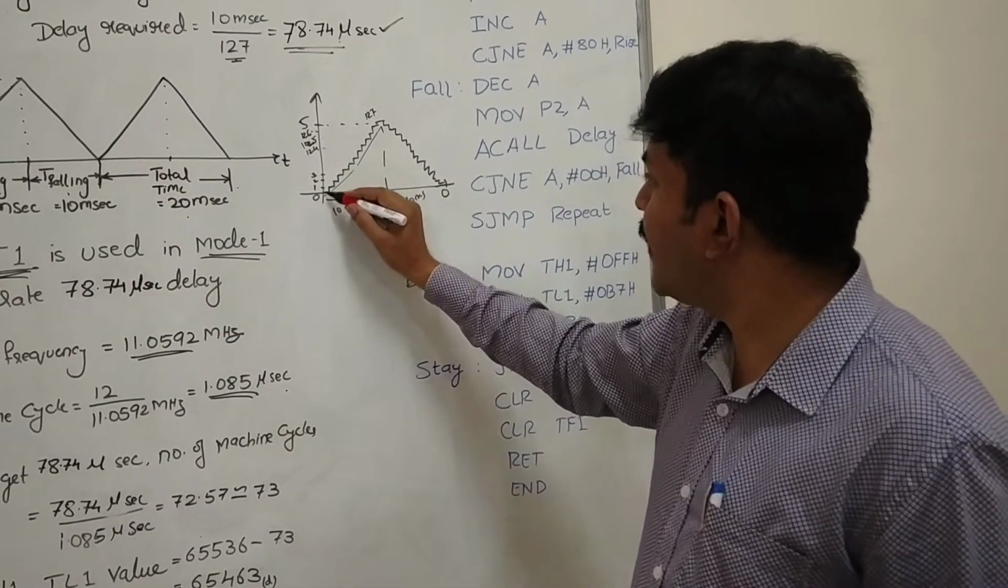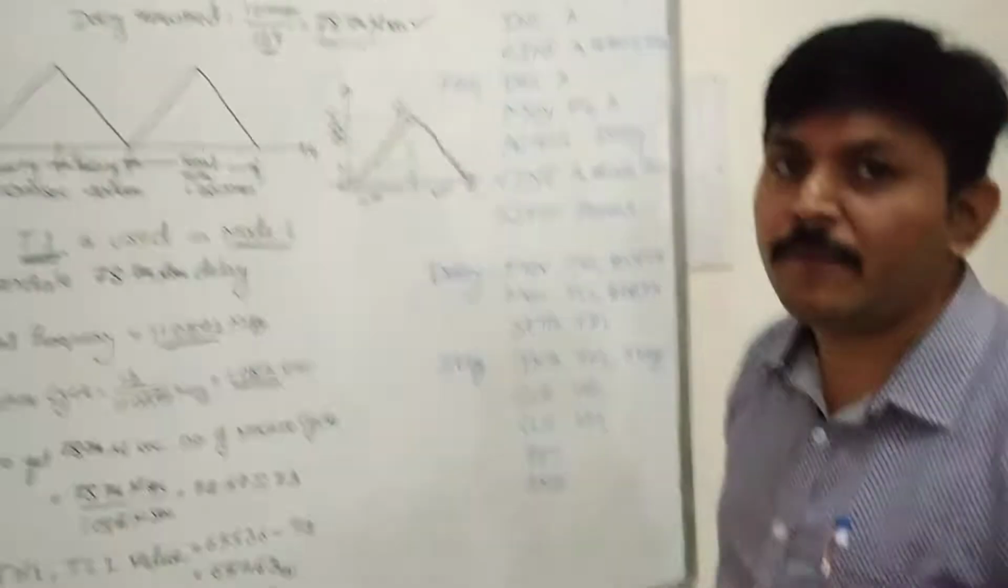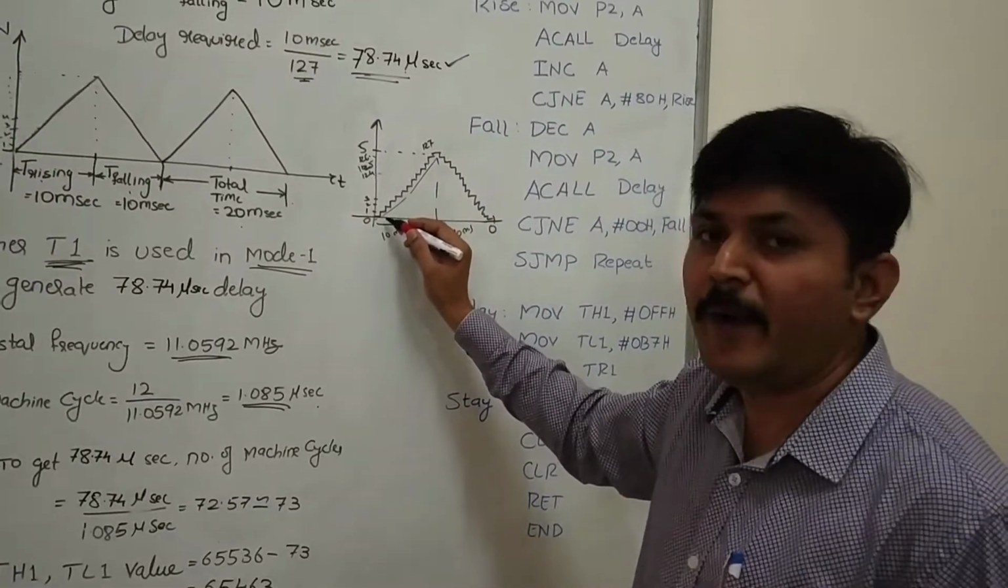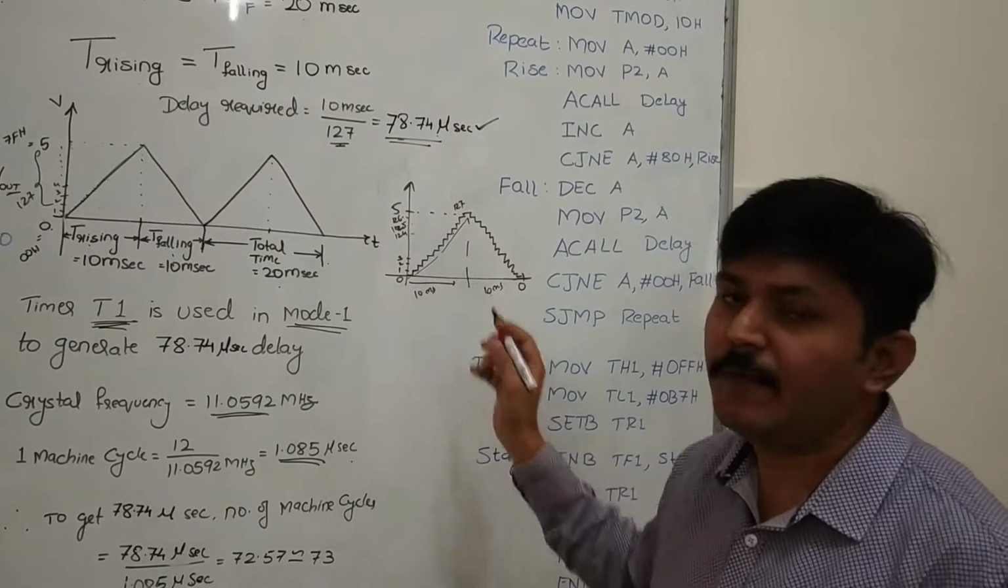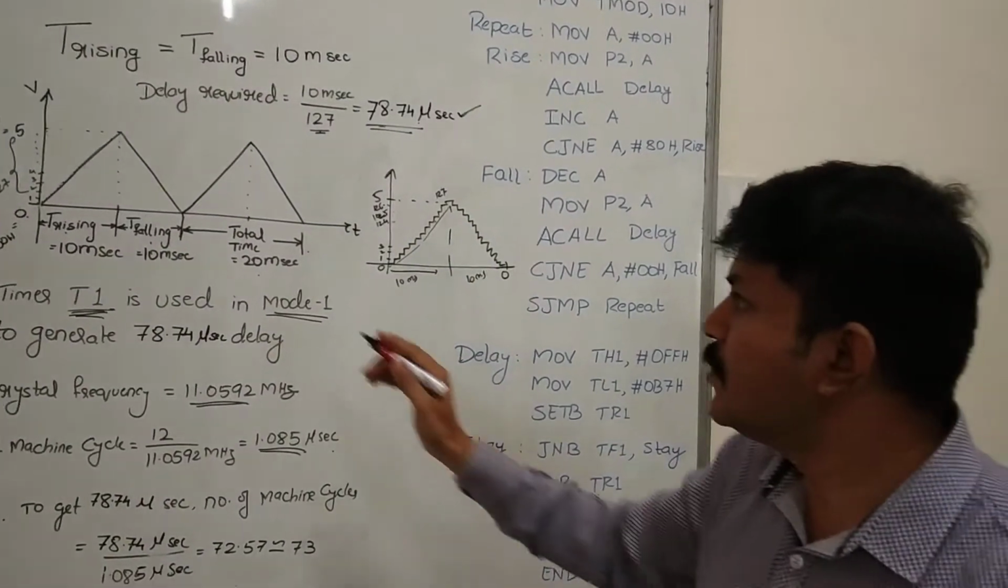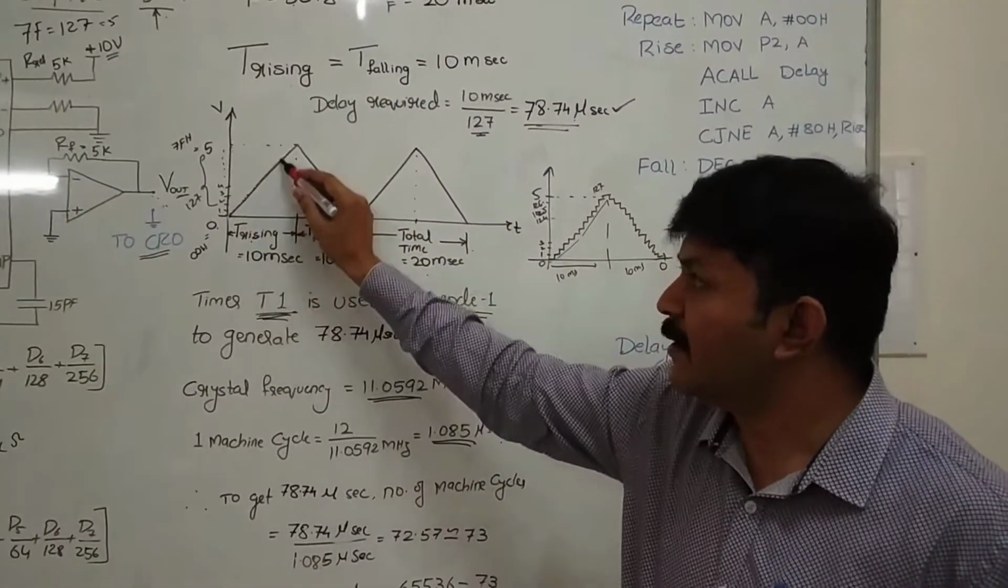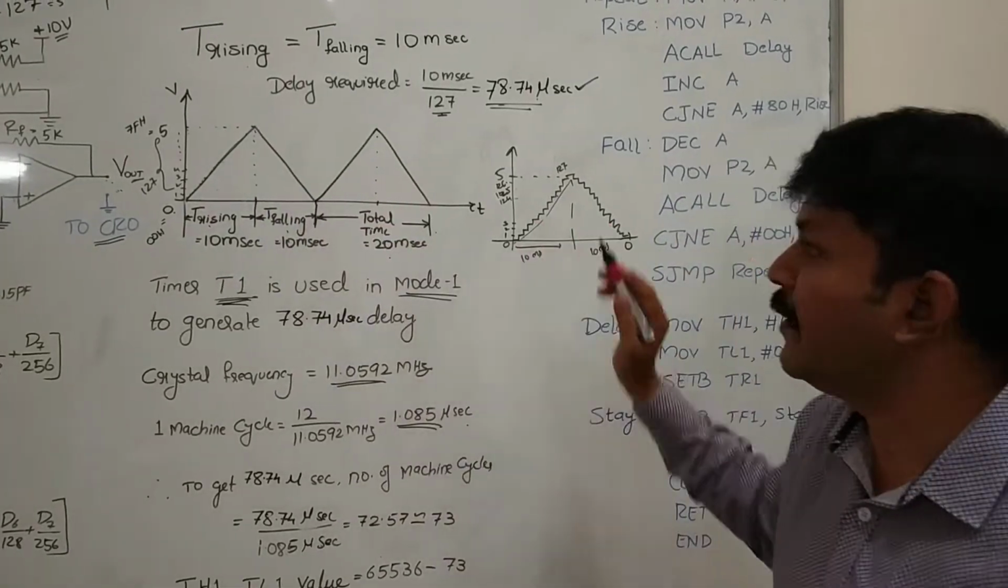This is how the triangular wave actually looks if we expand the time scale. If we expand it, this is how it looks. But when the time scale is reduced, you will get an edge like this. Okay, this is how I generate a triangular wave.